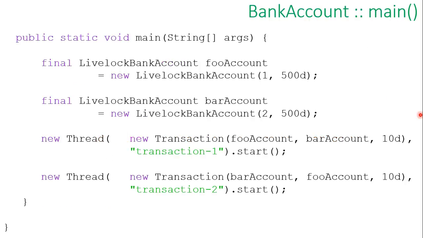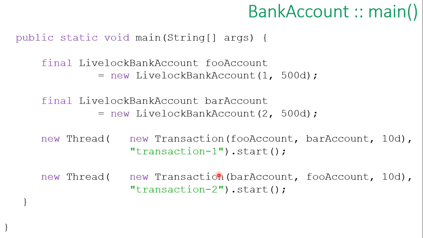Let's take a look at the main method. So I need two bank accounts. So these are going to be livelock bank account in this code example. The foo account and the bar account, each of them are identified by a different number. Each of them has $500 on it to start off with. Then I create a new thread. That new thread is going to execute a new transaction. That transaction is from foo account to bar account for $10, transaction 1. And then I start that thread immediately.